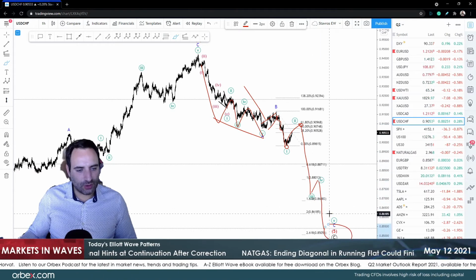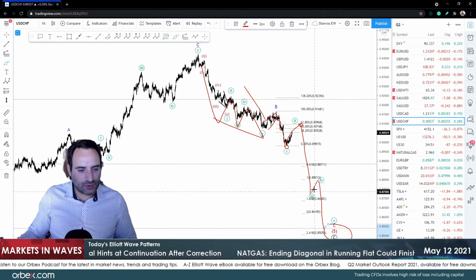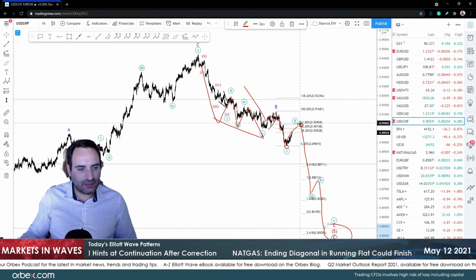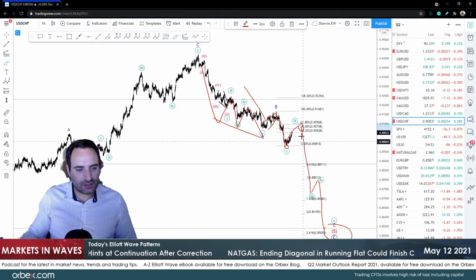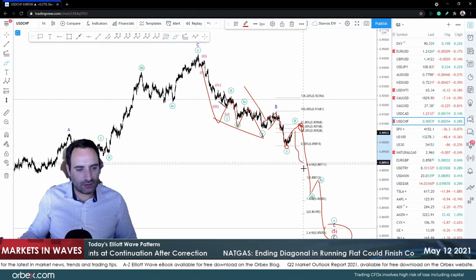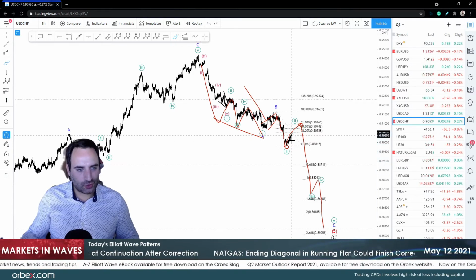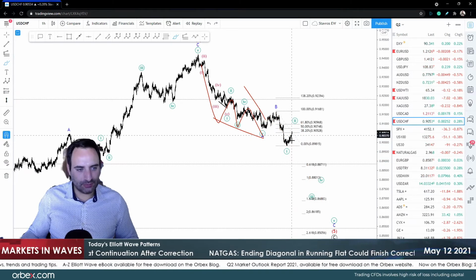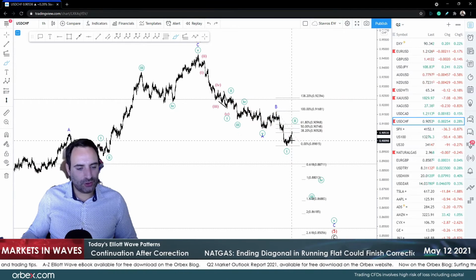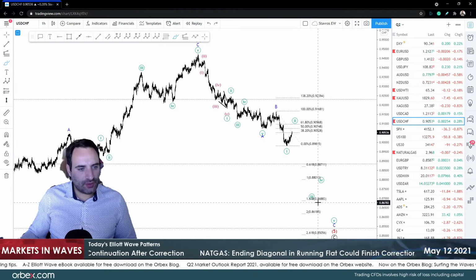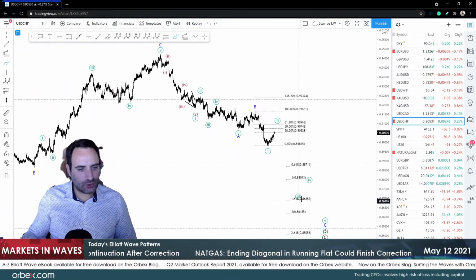Now, don't ask me which of those levels is going to be respected. It really depends on how deep the correction is and how the markets start developing on the downside, i.e. what other waves we get, how the structure is looking. This is what we need to pay attention to. Okay, so that is also for dollar against the Swiss franc.